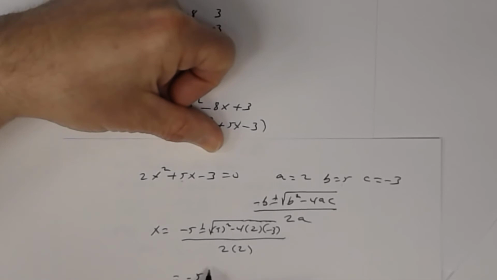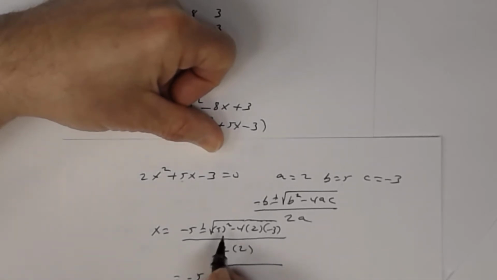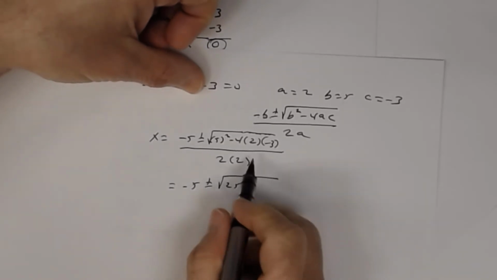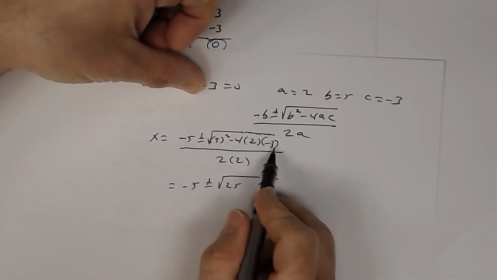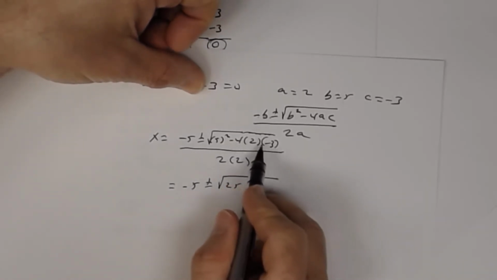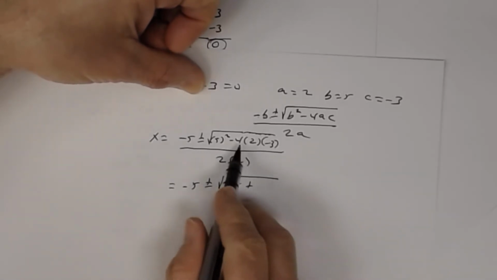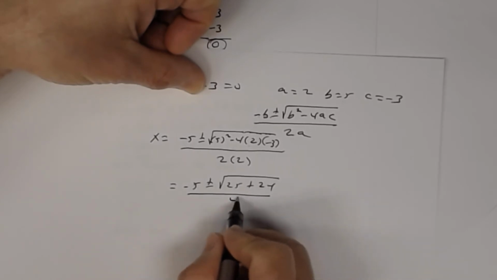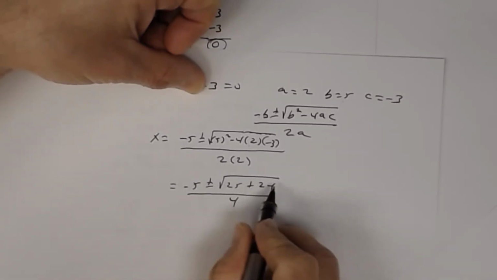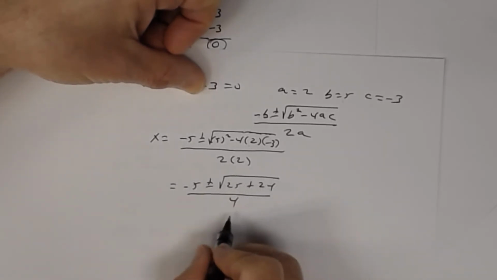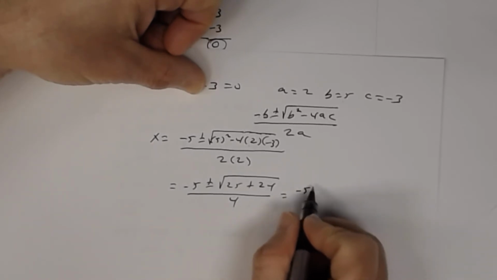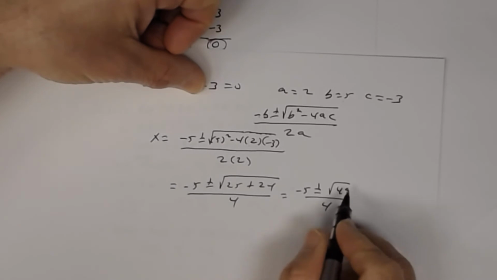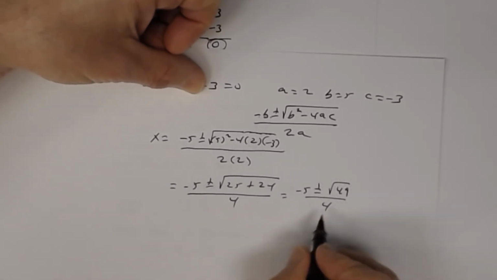So I get -5 plus or minus the square root of 5 squared, which is 25, right? And -4 times 2 times -3. So remember, negative times a positive times a negative is a positive. 4 times 2 is 8. 8 times 3 is 24. All divided by 4. 25 plus 24 is 49. So I get -5 plus or minus the square root of 49 over 4. Now remember, 49 is a perfect square, so the square root of 49 is 7.